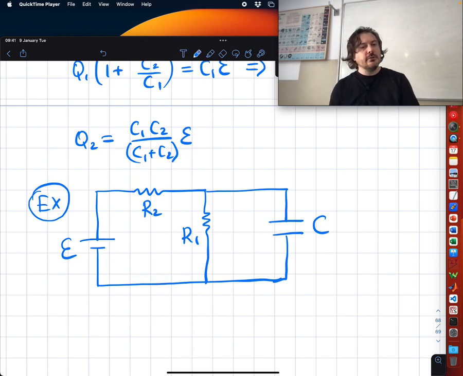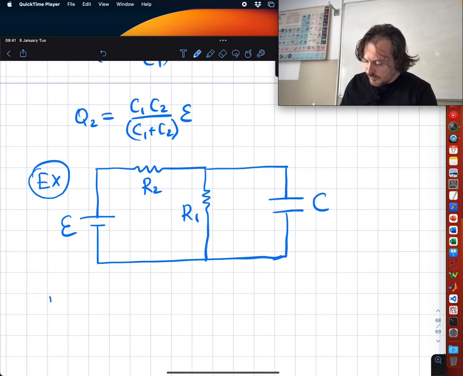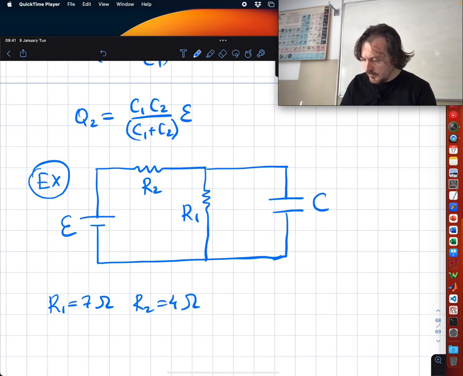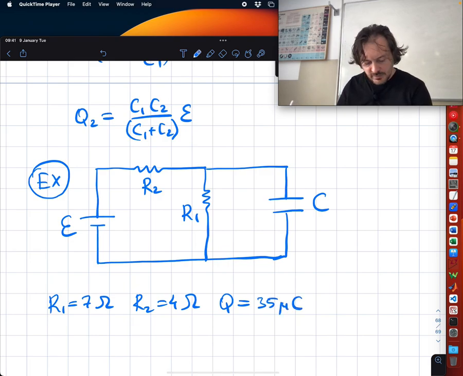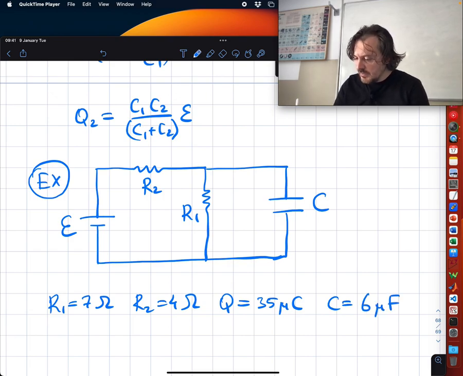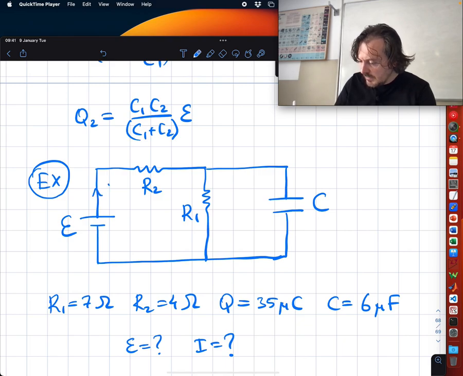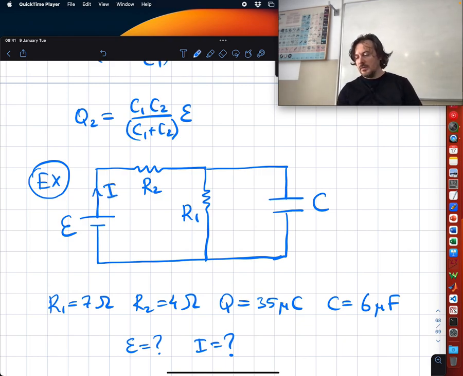So this circuit has been like this for a very long time, let's say. Okay? Then, we are given certain values, like R1 is 7 ohms, R2 is 4 ohms, Q is 35 microcoulomb, and C is 6 microfarad. The question is, what is E? E equals what, and what is I? What is the current in this circuit, and what is the EMF?